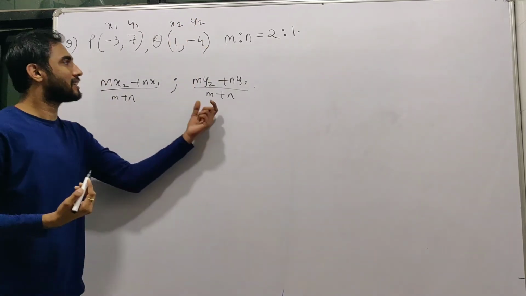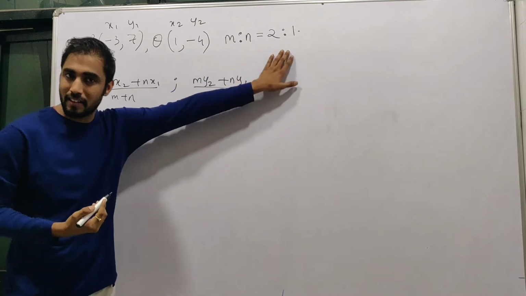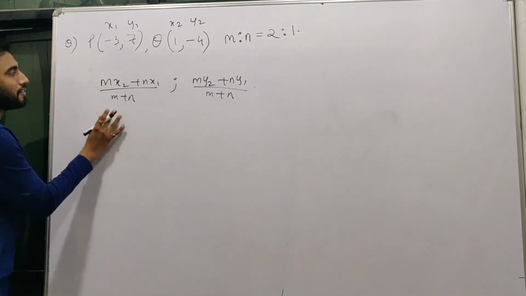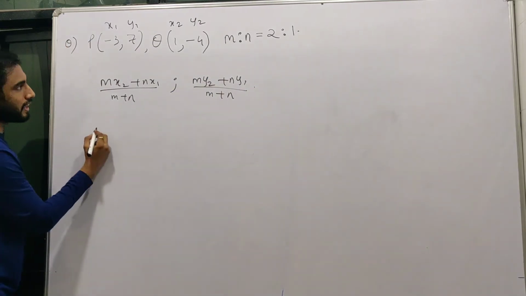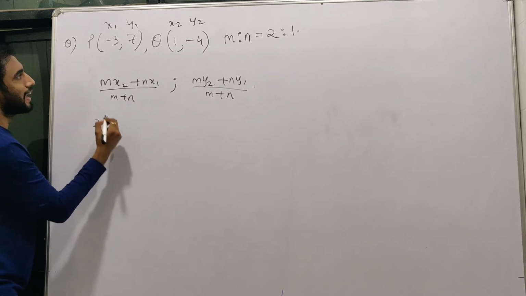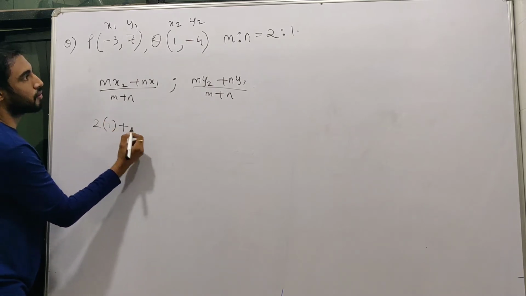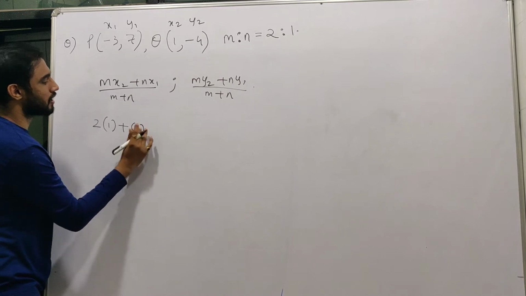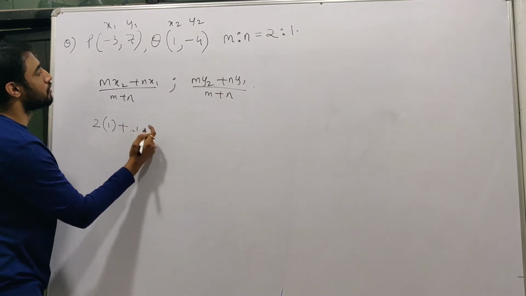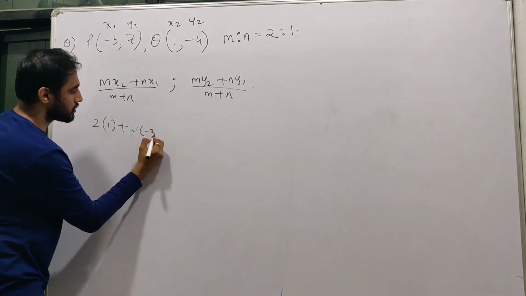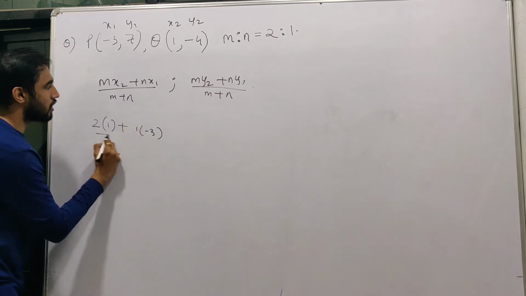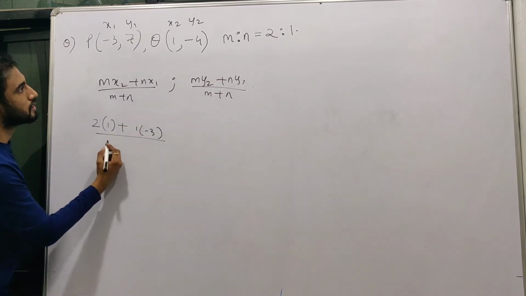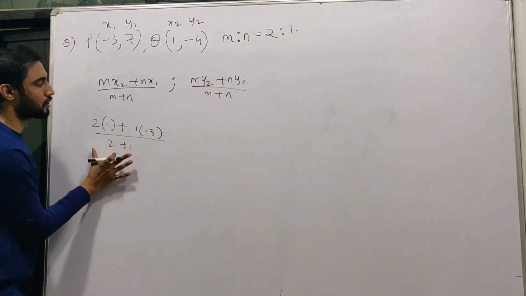To apply the section formula, m and n will be given in the question. So all we have to do is substitute the values. For m the value is 2, x2 the value is 1, for n the value is again 1, and for x1 the value is minus 3, upon m plus n, so 2 plus 1. This is for the x coordinate.